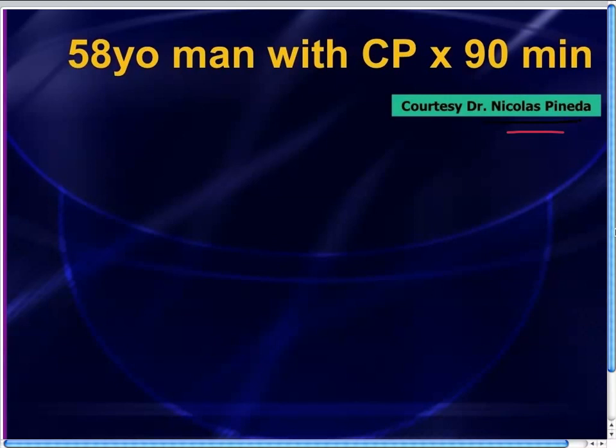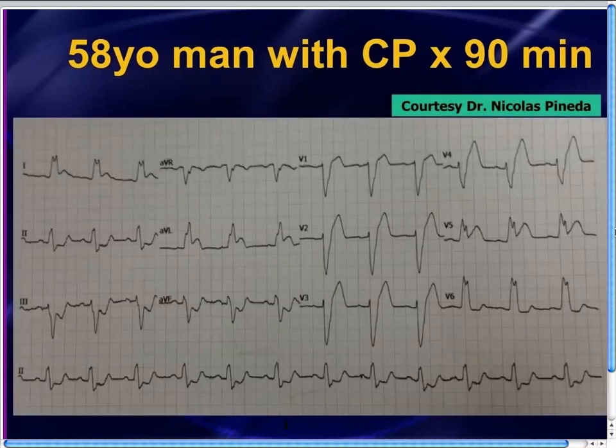But anyway, back to the EKG case that Dr. Pineda has sent us. He had a 58-year-old man who presented to the emergency department complaining of chest pain for about an hour and a half. One of the things you'll notice right up front is that there is a left bundle branch block pattern. And what does that mean?